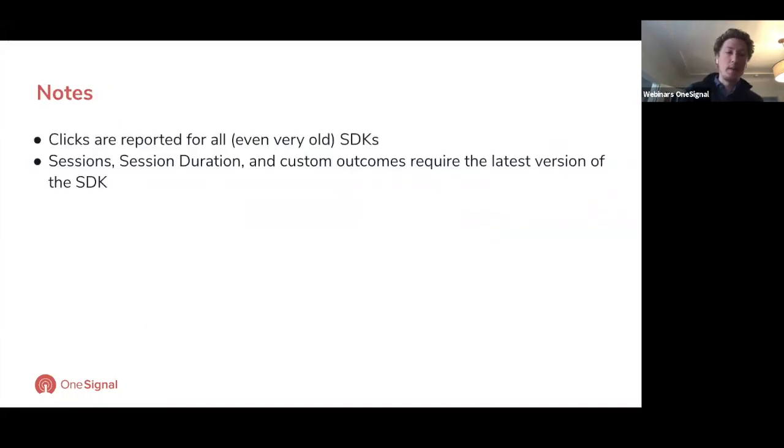Couple quick notes. So outcomes are a new feature we've shipped, which means you need to be on the latest version of the OneSignal SDK. Clicks are backwards compatible and are reported even on really old versions of the SDK, because we want to make sure that you get accurate click-through rate reporting and statistics. But if you actually want to add these new outcomes or get things like session duration, that requires updating to the latest version of the SDK.